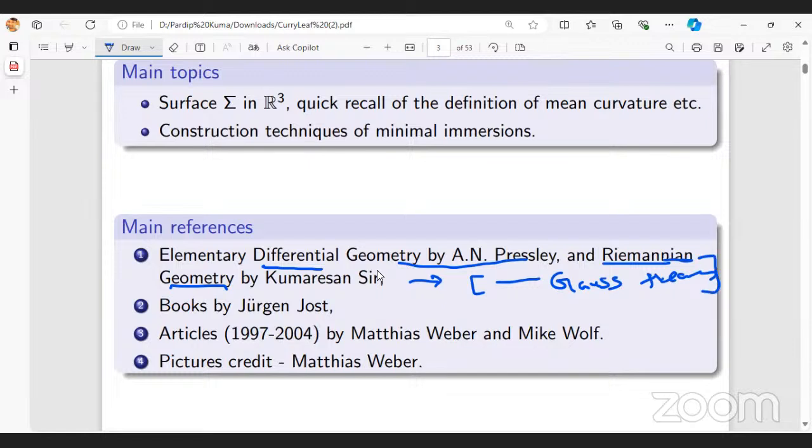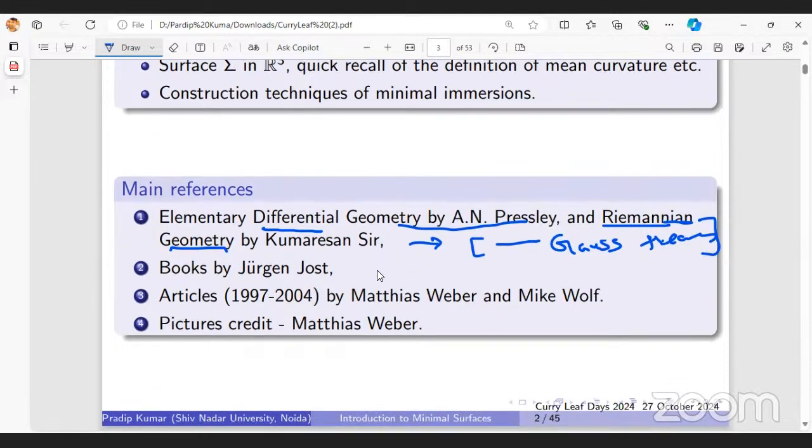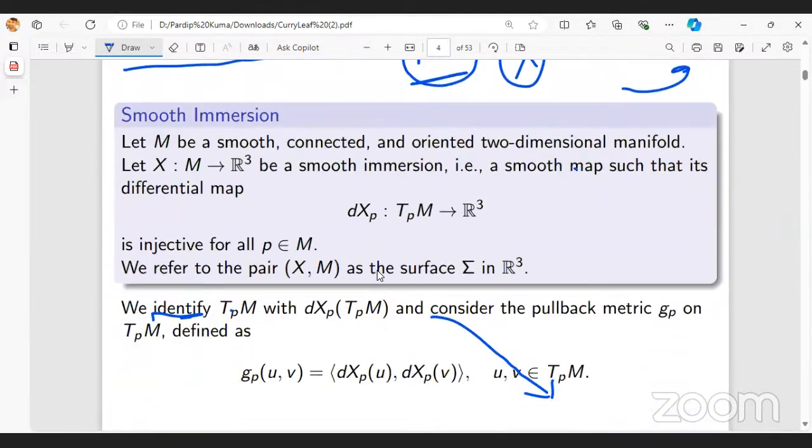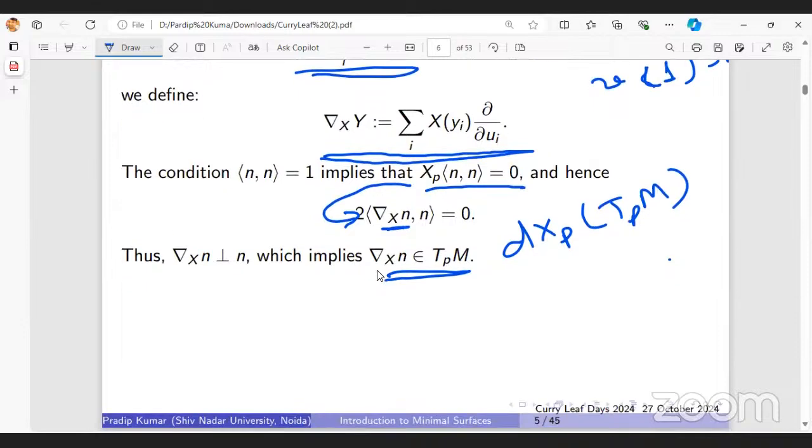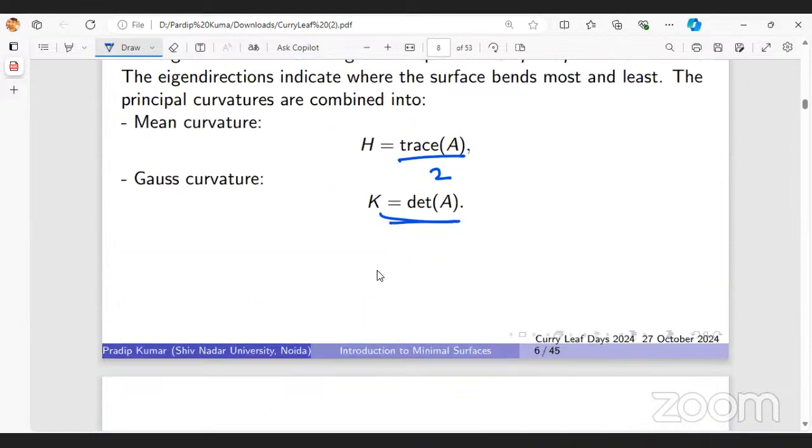So after sections and after connection and curvature and after connections, he tried to explain in very easy language actually. But let me recall what we have done till now. We have defined some object K, determinant of A. So this object we have defined. And then H and K.